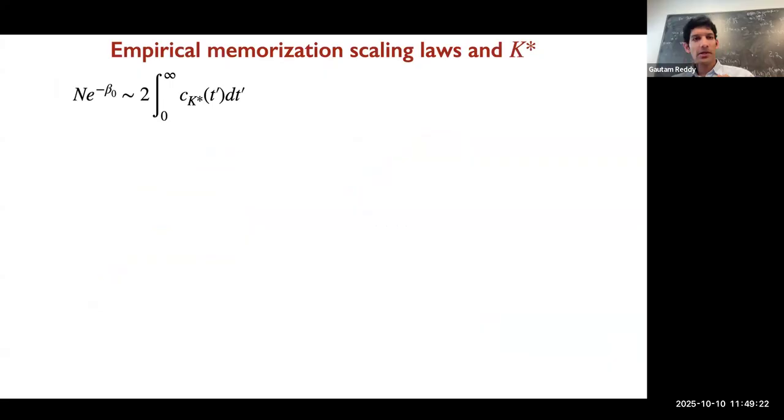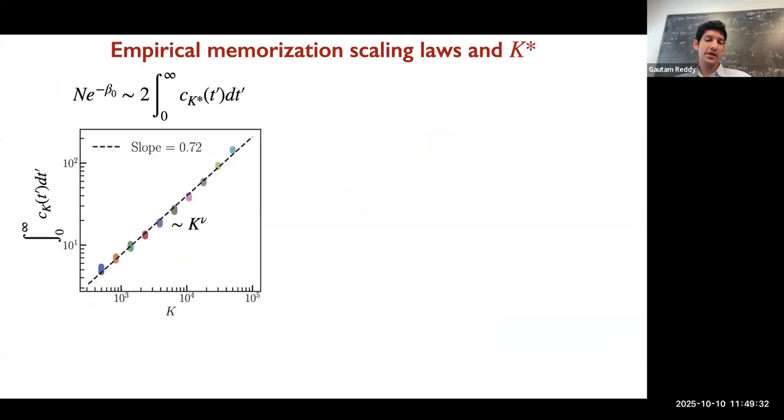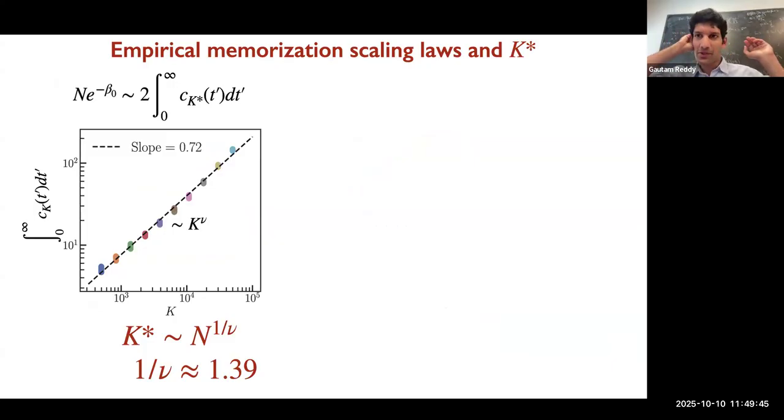I think the most striking prediction that we could confirm is the scaling relationship between K star, which is when the transition from memorization to generalization happens, and the context length. You can show that there's a very particular scaling relationship between K star and the context length. K star scales as n to the 1.4. Don't ask me where the 1.4 comes from. This is an empirical measurement. We don't have a theory for it yet. I think it's an interesting problem.